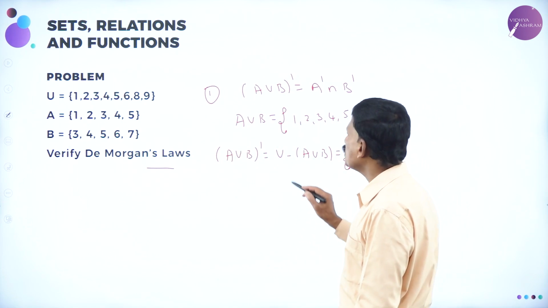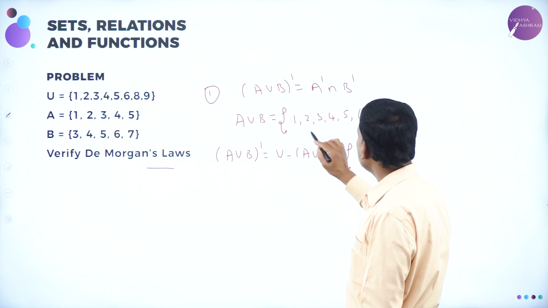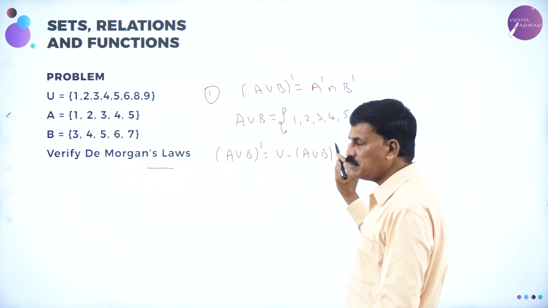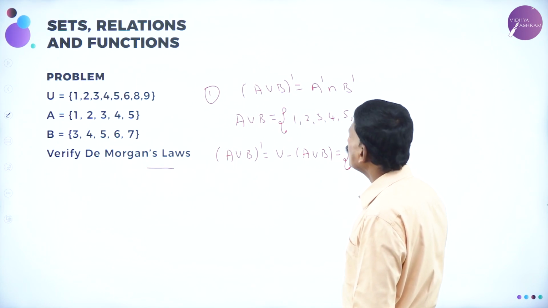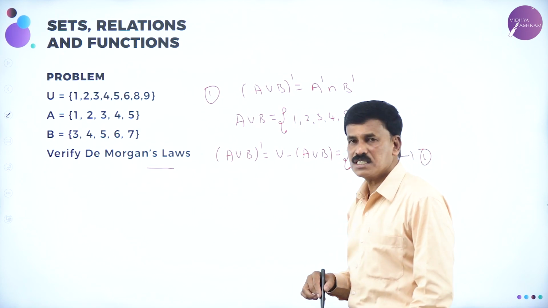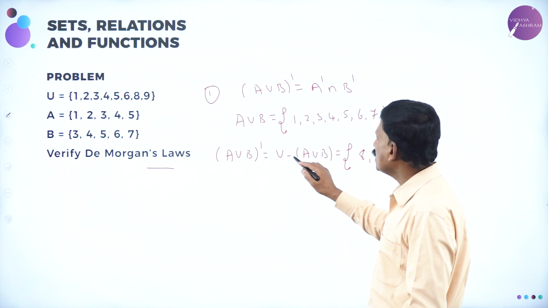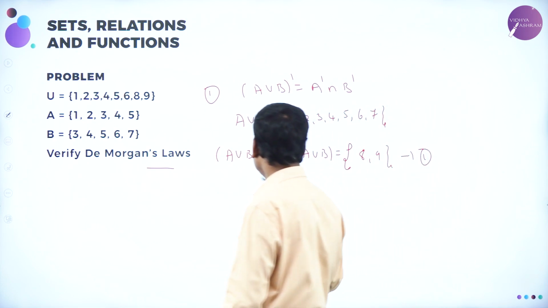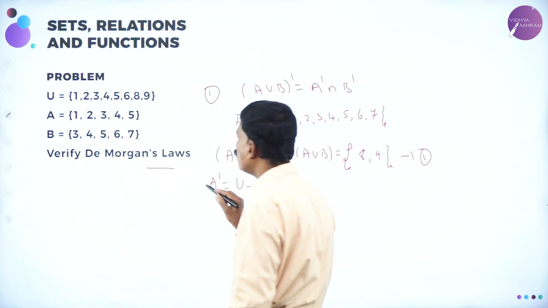So, what is the universal set? It contains 1, 2, 3, 4, 5, 6, 7, 8 and 9, whereas A union B contains 1 to 7. Now, all the elements which are in U but not in A union B: 8 and 9. That is, 8 and 9 are in U but they are not in A union B. So (A union B) whole dash is 8 and 9. Now, come to A dash. A dash is nothing but U minus A, all the elements which are in U but not in A.